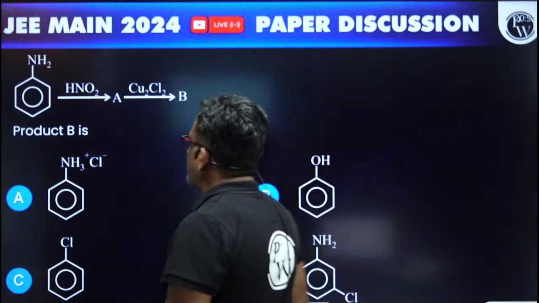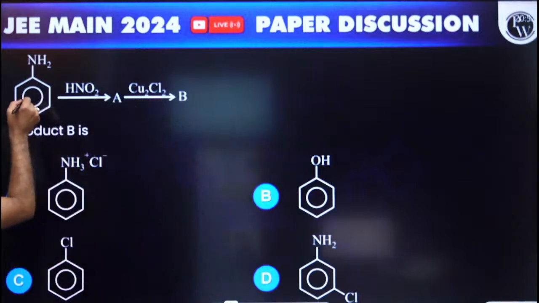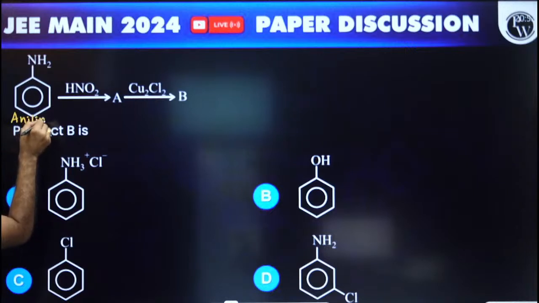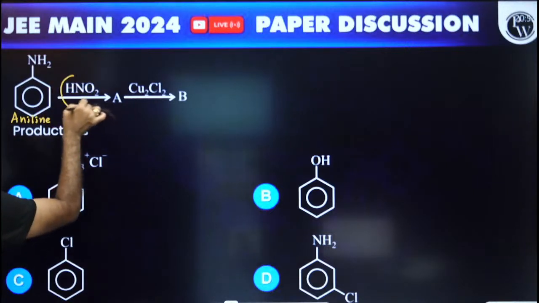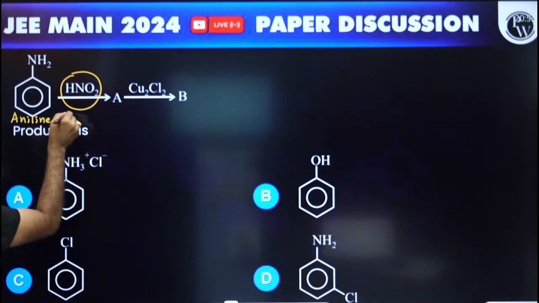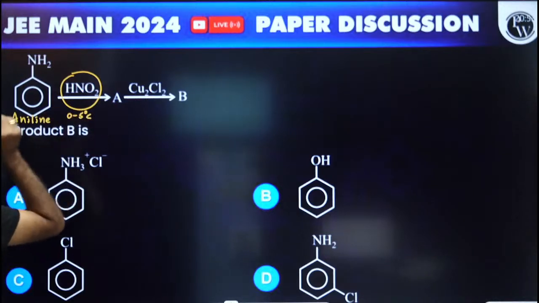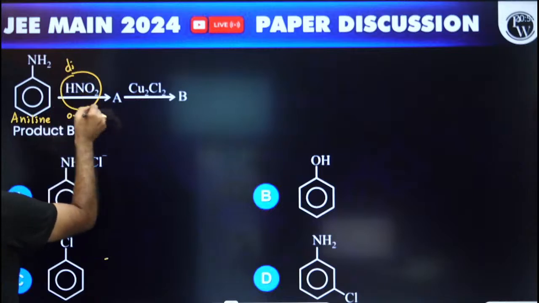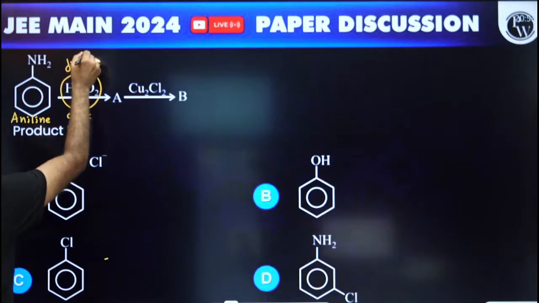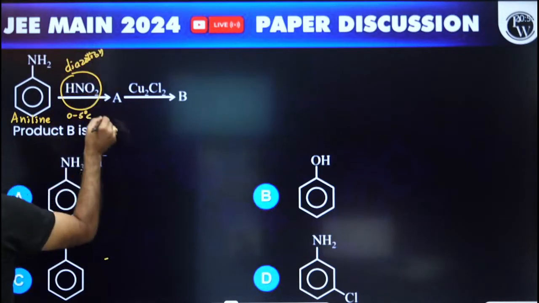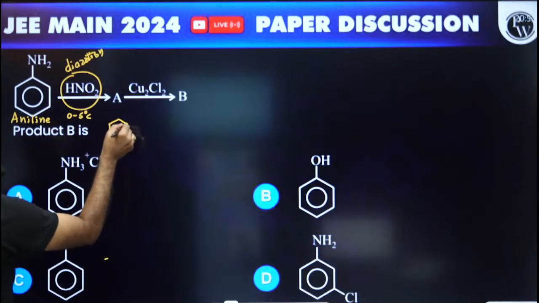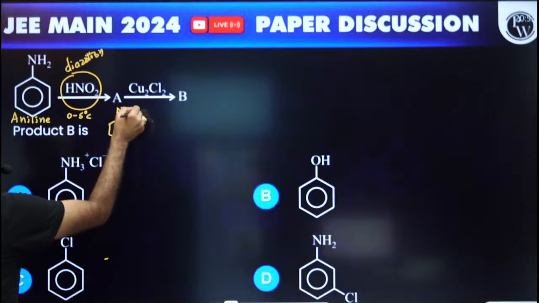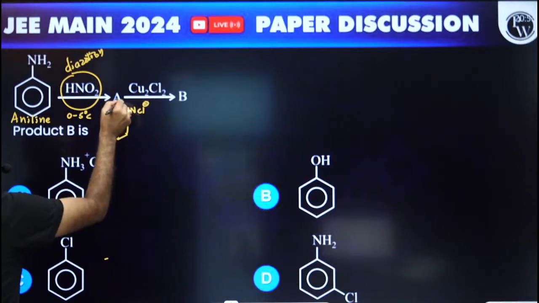Yeah, next one. C6H5NH2. What is the name of this? The name of this is aniline. Aniline with nitrous acid. They haven't given the temperature. I'll consider it to be 0 to 5 degrees. So what is this? Aniline with nitrous acid at 0 to 5 degrees. What will it undergo? Diazotization. What would you be getting? You would be getting benzene diazonium chloride.